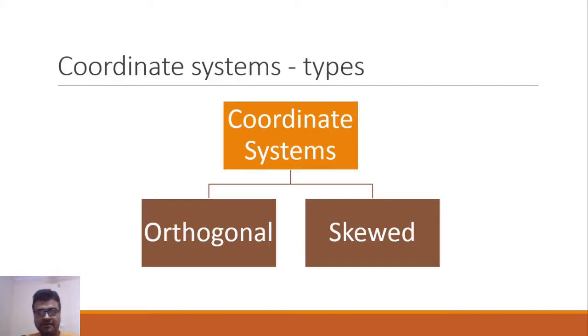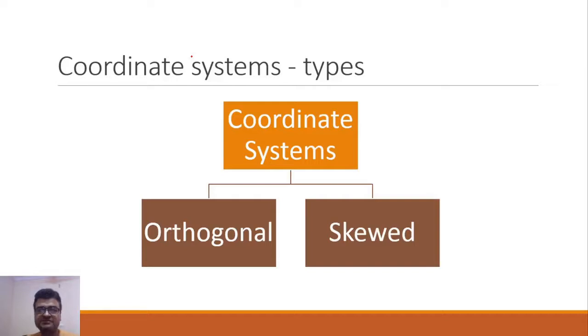So there are two types of coordinate system as we use in three-dimensional geometry in different fields. One is orthogonal coordinate system and another is skewed coordinate system. In orthogonal coordinate system, we have all the three axes, or we can say all the three surfaces that are involved in making a coordinate system, all are perpendicular to each other. So in this way they are known as orthogonal coordinate system.